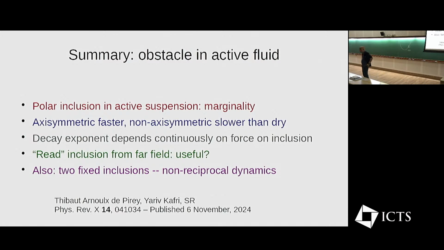Understand the model. Initially you had the active Brownian particles in a potential. The potential is from the inclusion, right? So it's just like a hard wall. It could be a hard wall, it could be other things. You could imagine doing more complicated things.